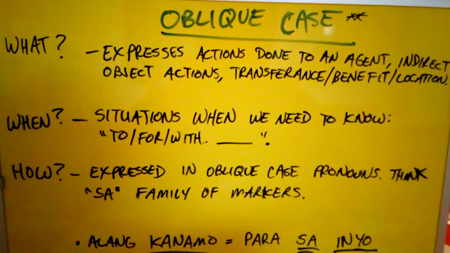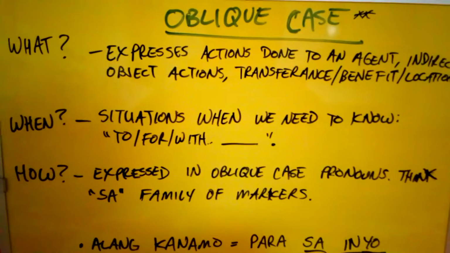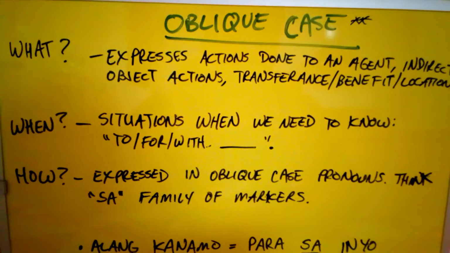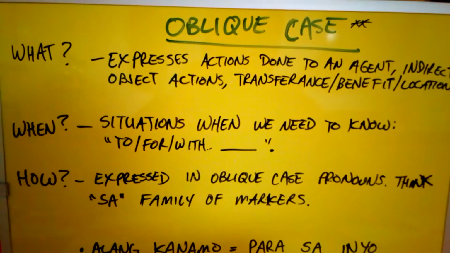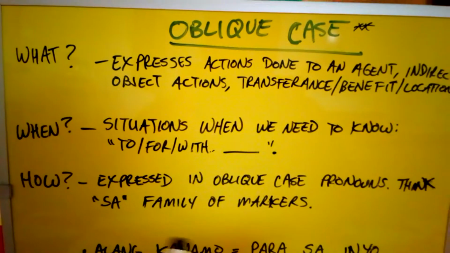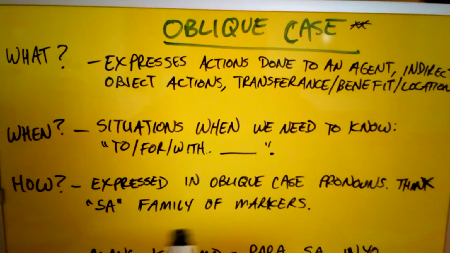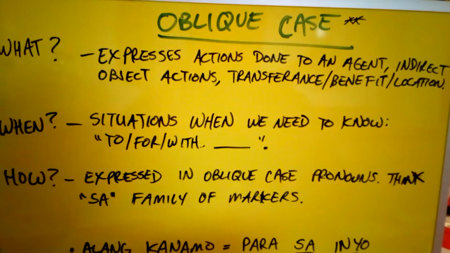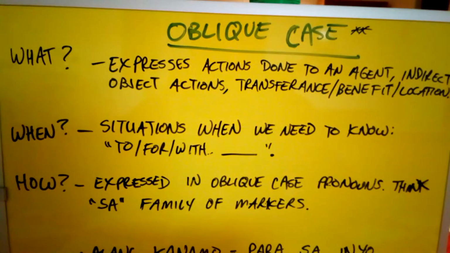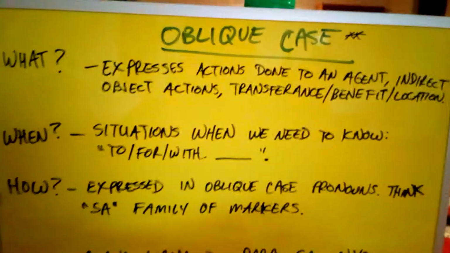Indirect object actions, right? And this means it's the things that are going to, for, with the agent, or the transference, benefit, and location. Sorry. So those kind of things, right? And we'll see that later on when we talk about how we construct it and why.